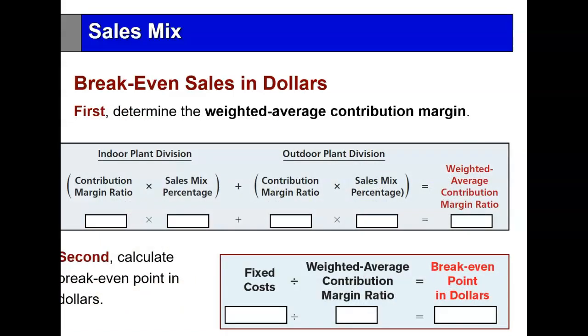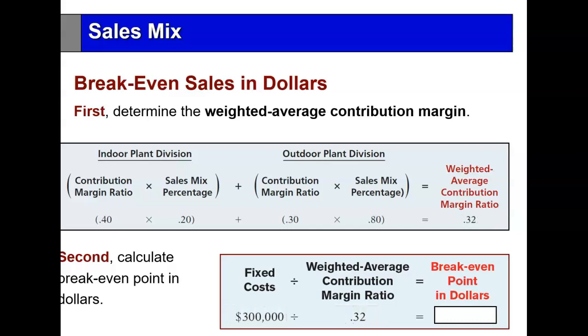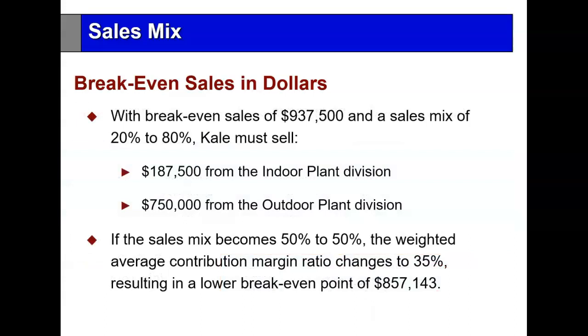So first we determine the weighted average contribution margin ratio. And we do that by taking the contribution margin ratio of indoor times the sales mix plus outdoor times the sales mix. And I get a weighted average contribution margin ratio of 32%. So I divide that into the fixed costs, and I get break-even point in dollars, $937,500. All right, so that's a combination of both indoor and outdoor. So then again, the sales mix for the indoor and outdoor was 20% for the indoor, so 20% of 937,500 would be the break even for the indoor division. 80% times 937,500, or 750,000, would be the break even for the outdoor division.